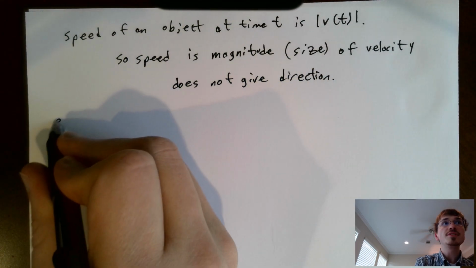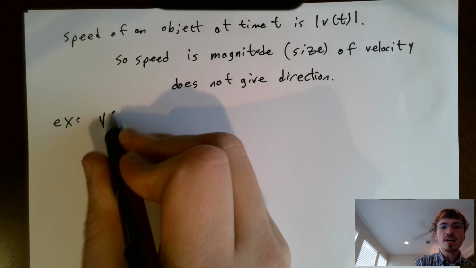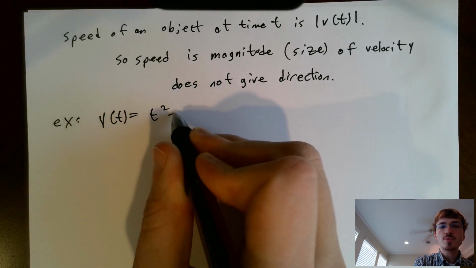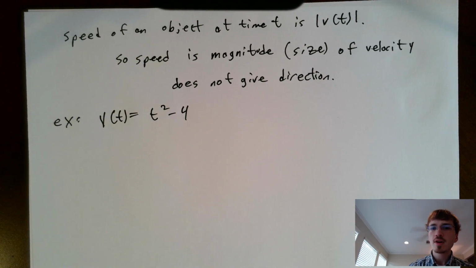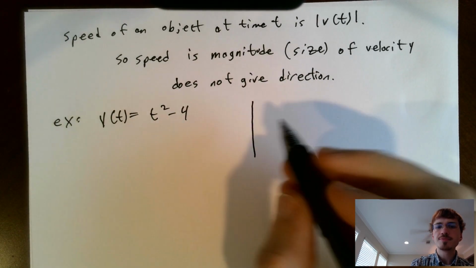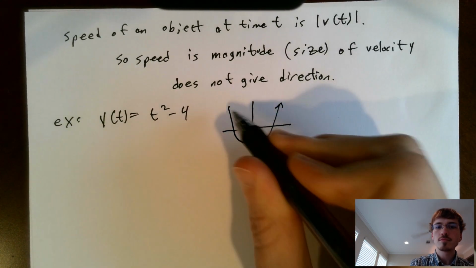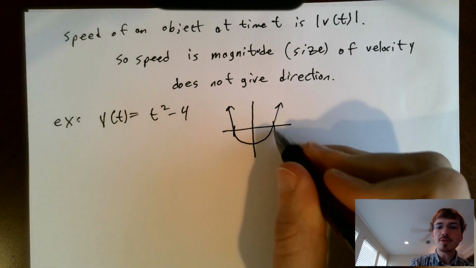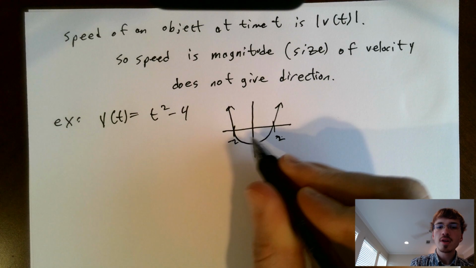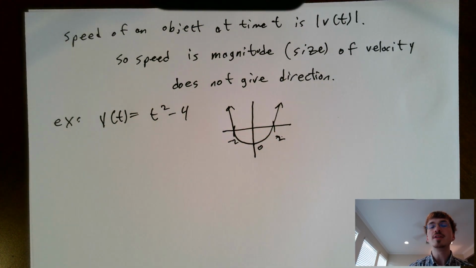As an example, let's consider a simple case. Suppose our velocity function v of t is t squared minus 4. Let's sketch this velocity function. I know we'll have x-intercepts at -2 and 2, and this point here is at t equals 0. What would the graph of the speed look like? Pause the video, see if you can guess what you think the speed of this particle will look like.